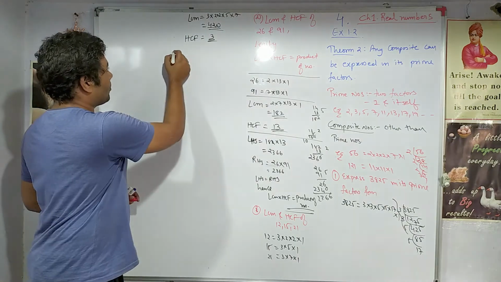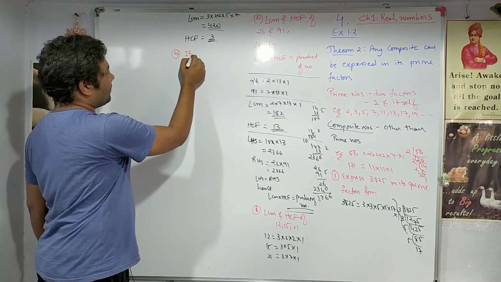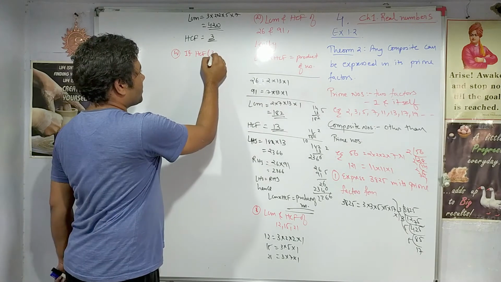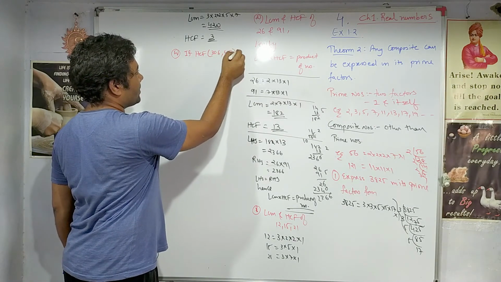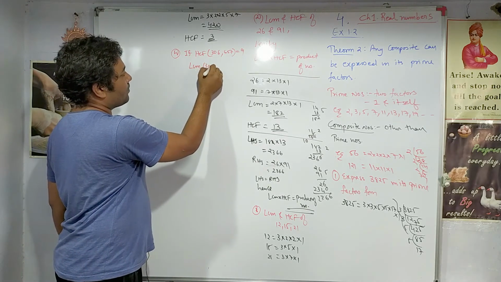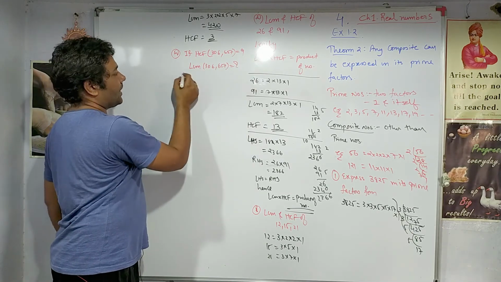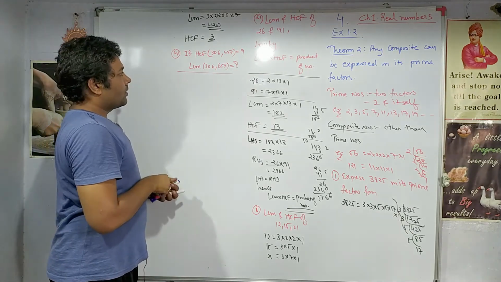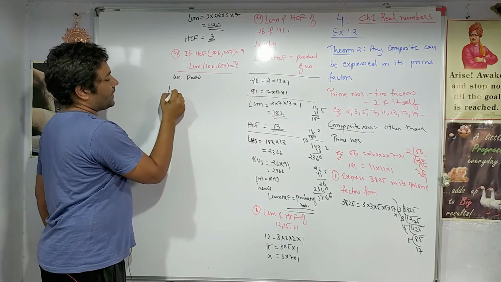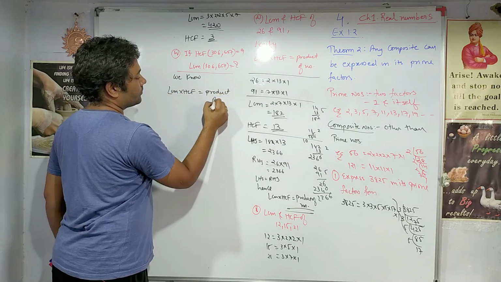Now question number 4. Question number 4 states that if HCF of 306 and 657 is given as 9, then what will be the LCM of the same numbers? Again using this fact, how to solve? We know this theorem, that LCM into HCF is equal to the product of numbers, right?